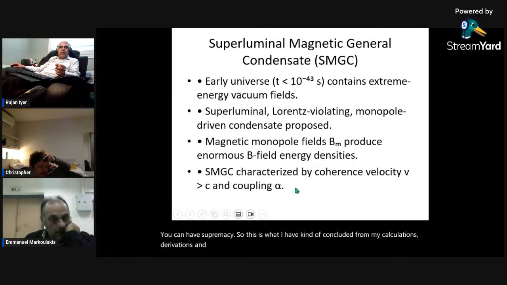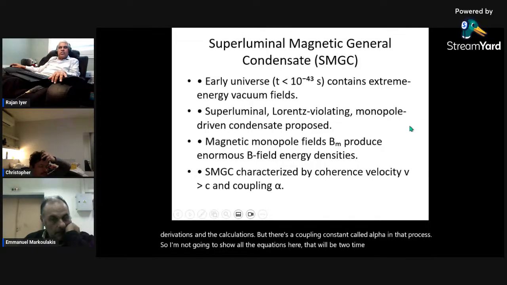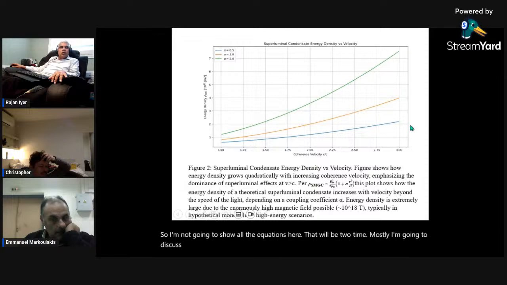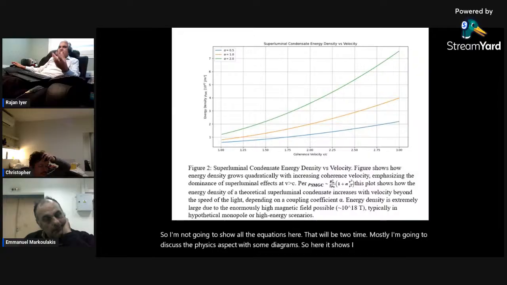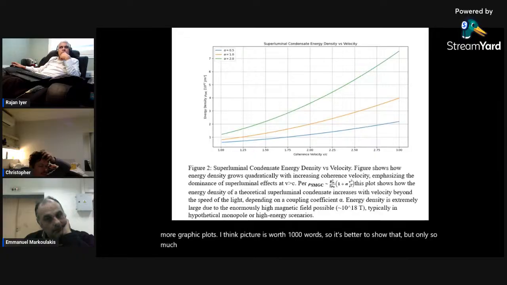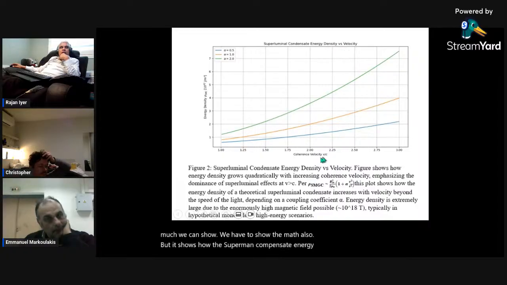But there's a coupling constant called alpha in that process. I'm not going to show all the equations here. That will take too much time. Mostly, I'm going to discuss the physics aspect with some diagrams. So here it shows, I want to generate more and more graphic plots. I think a picture is worth 1,000 words, so it's better to show that. But only so much we can show. We have to show the math also. But it shows how the superluminal condensate energy density can vary with the velocity of the fields.